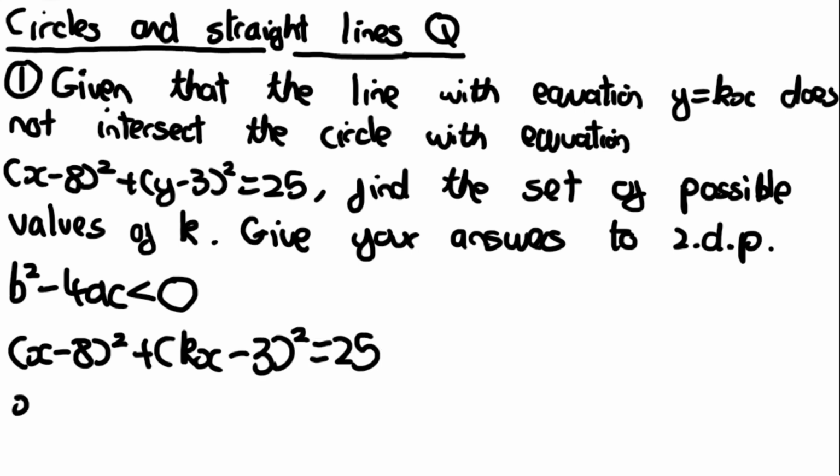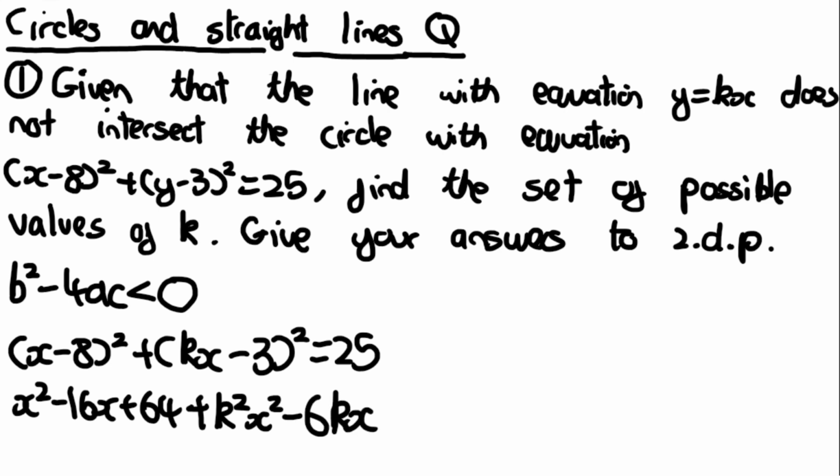We expand the brackets to do x² - 16x + 64 plus, and then we expand the brackets here, it's going to be k²x², remember you need to square the k as well, minus 6kx + 9 = 25.